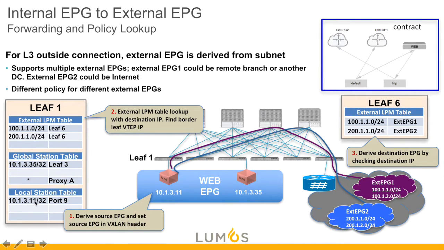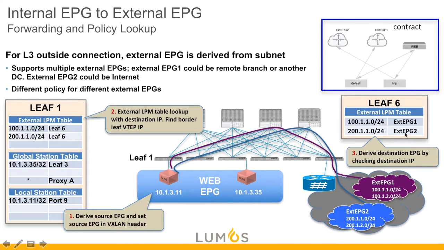Okay, 201.1.1.1 is not in our local station table. It's not in our global station table. And rather than forward it to the proxy, we're going to check our external LPM table. Okay, now it matches. 201.1.1.1 is certainly included in 201.1.0.0/24. So we're going to forward that packet to leaf 6. The packet goes to the tap address of leaf 6. Leaf 6 will then check its external LPM table.